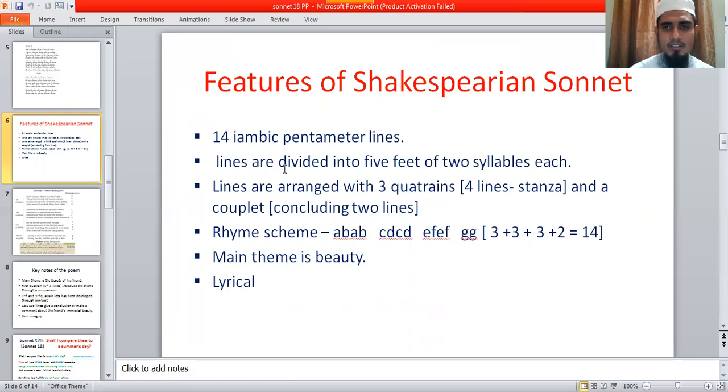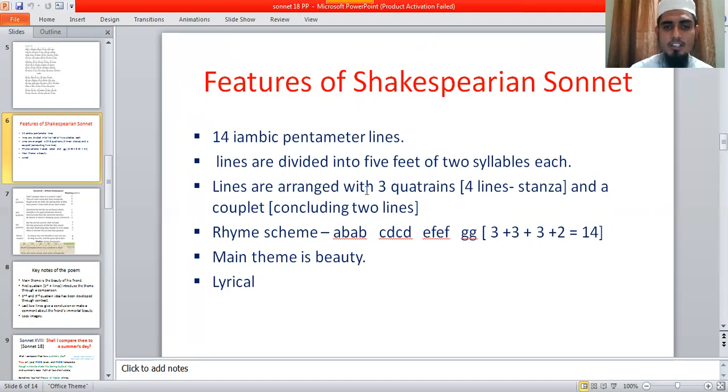Another feature or characteristic of the Shakespearean sonnet is that the lines are divided into 5 feet. Every line is divided mainly into 5 feet of two syllables each. Already you know that. And the lines are arranged in three quatrains. What is a quatrain? You can try to search these types of questions in Google, so you will learn better. A quatrain means a stanza with four lines. Whenever a stanza is composed of four lines, mainly in iambic pentameter, then this stanza is called a quatrain.